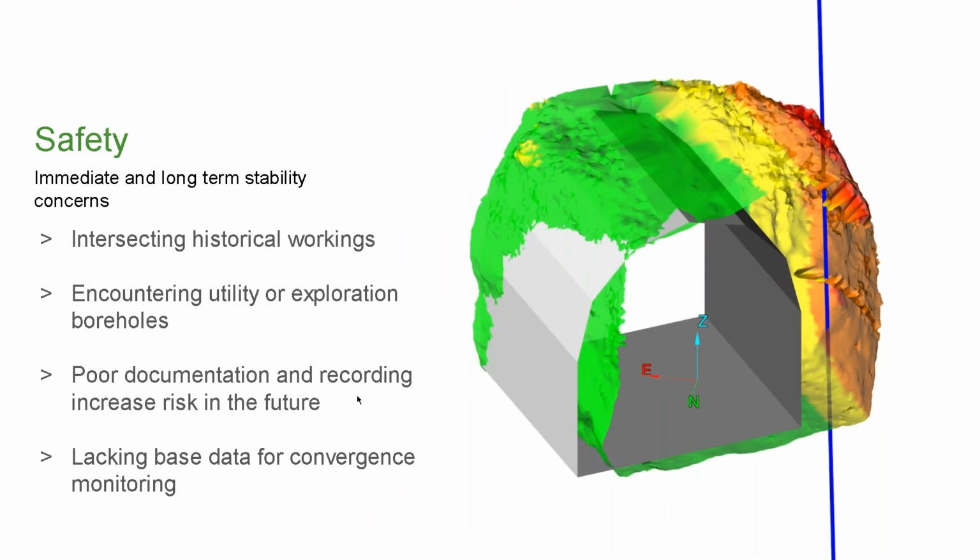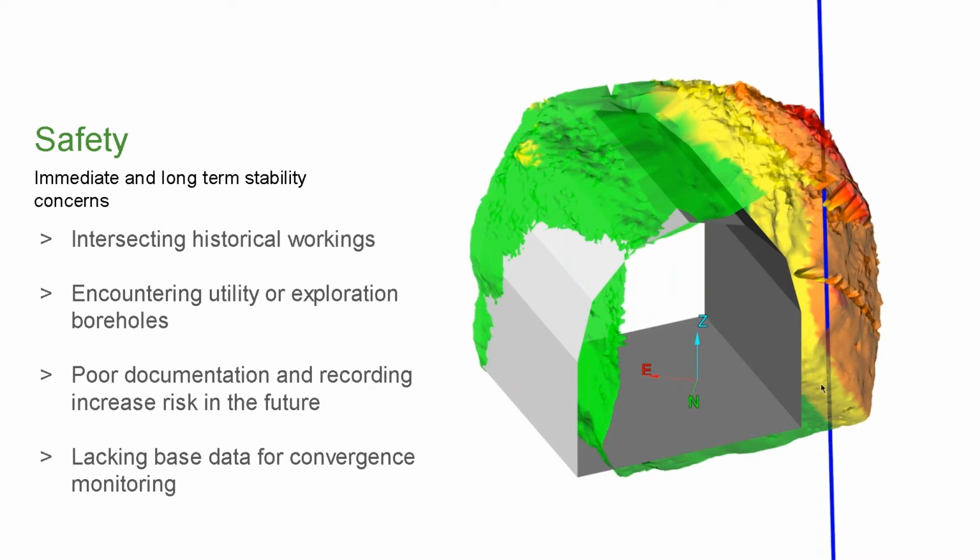Other immediate safety concerns relate to intersecting with historical workings. In this example on the right, you can see the design drift outlined in a similar gray color and the scan or picked up as-built colored with a similar spectrum. The issue on the right-hand side is that the as-built has deviated significantly from the design as intended.